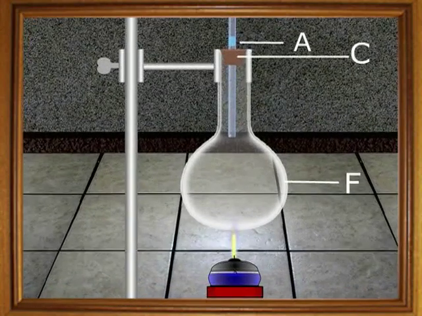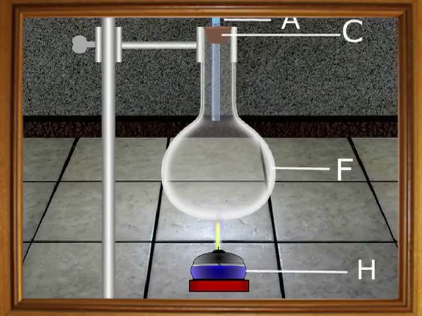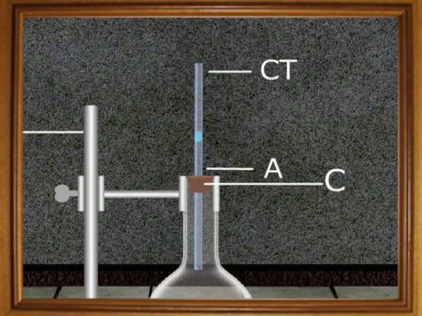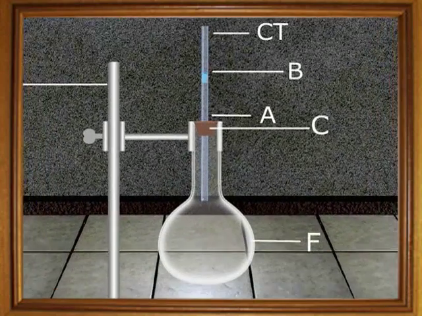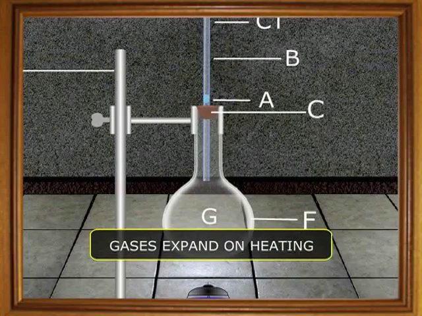On heating, the expanded air of the flask pushes the trapped liquid up in the capillary tube, and similarly on cooling it contracts. The atmospheric pressure pushes the colored liquid down in the capillary. So, gases expand on heating.